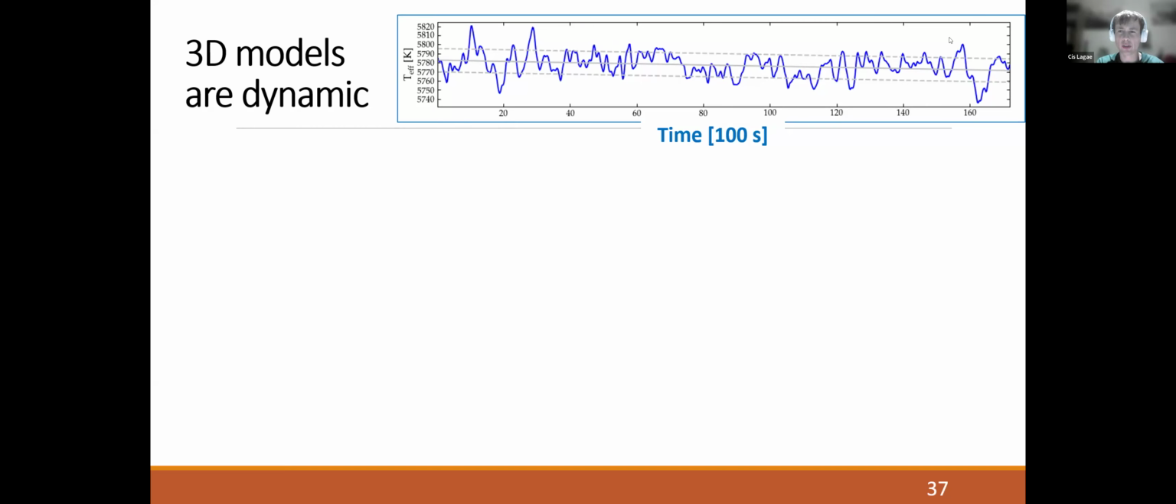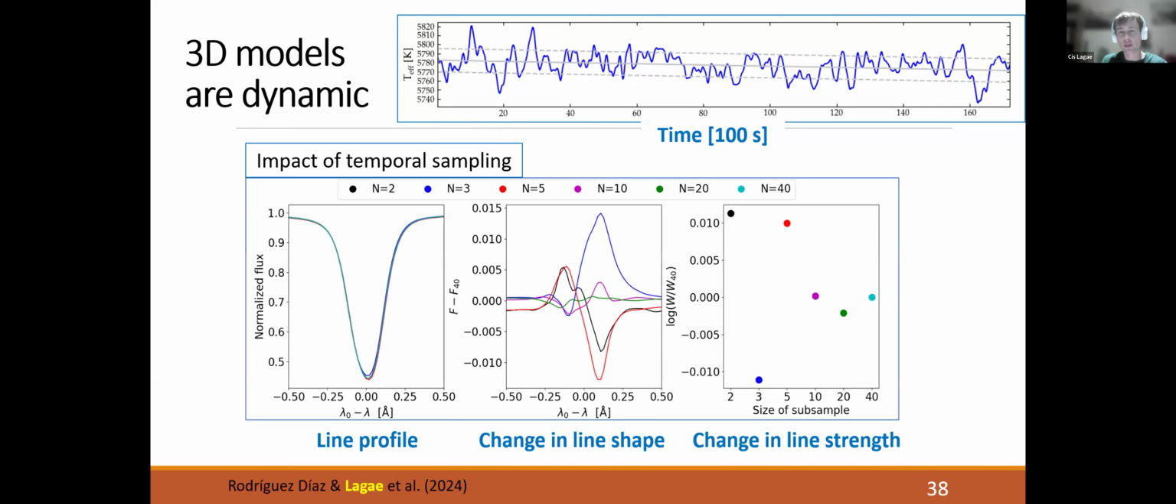This is something I looked at in my PhD a bit. I looked at how many snapshots in time, so how many 3D models, you actually need, spread out over time, to get an accurate line profile that's representative of the mean over the whole time series. So we have here a fictitious, fake line. You see the line profile, the change in line shape and line strength, from 2 to 20 snapshots taken at independent points in time, compared to the reference, which is the 40 case.